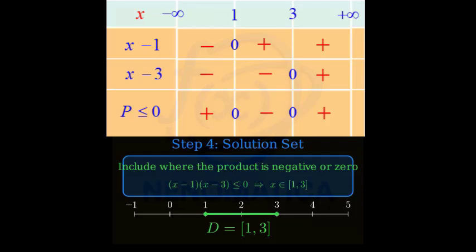Recap. We reversed the inequality by multiplying by negative 1. We found the critical points at x equals 1 and x equals 3. The sign table showed the product is negative between 1 and 3 and 0 at the endpoints.